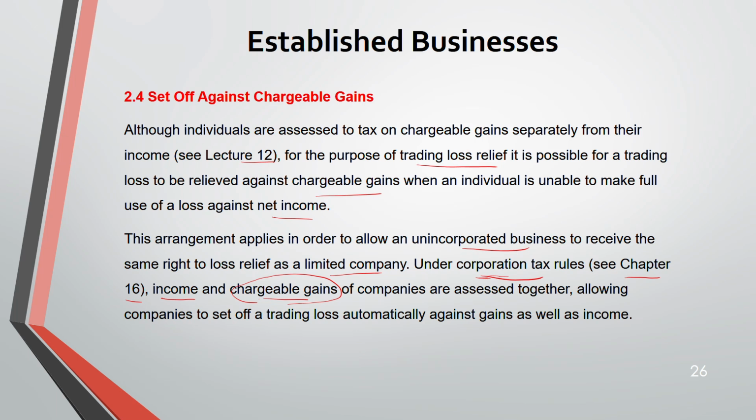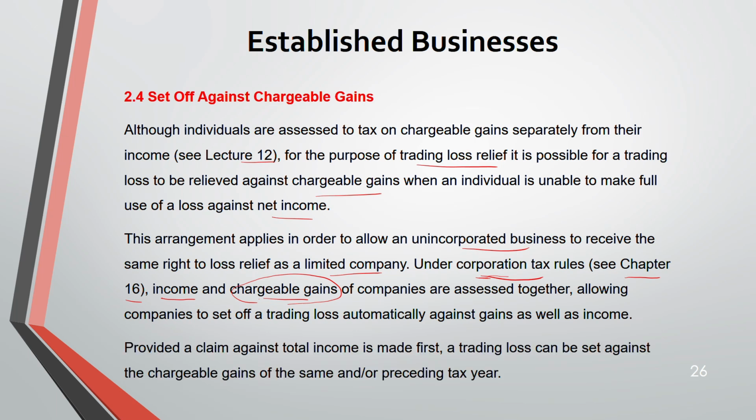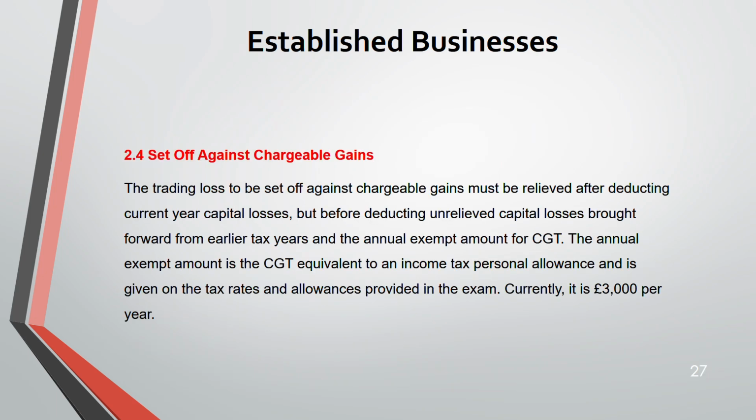Automatically, their trading loss is set against other income. Provided a claim against total income is made first, a trading loss can be set against the chargeable gain of the same or the preceding tax year, the same way as against total income. The trading loss to be set off against the chargeable gain must be relieved after deducting current year capital loss. Remember, current year capital loss has to be deducted first, before you deduct unrelieved capital losses brought forward from earlier tax years and the annual exempt amount from CGT.